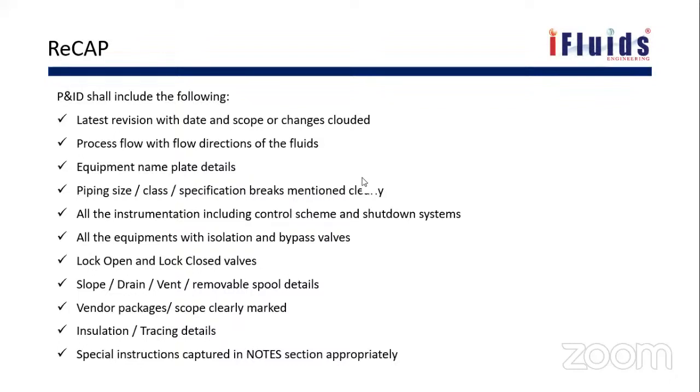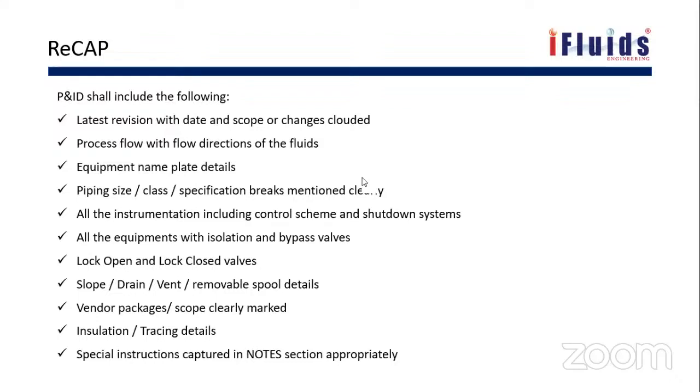Process flow with the flow directions of the fluids. Equipment details including tag numbers, capacities, dimensions. Piping size, class, specifications clearly mentioned. Instrumentation including the control scheme and shutdown systems. Both these two points we'll be discussing in detail today.